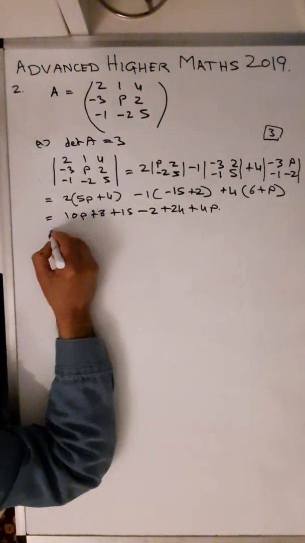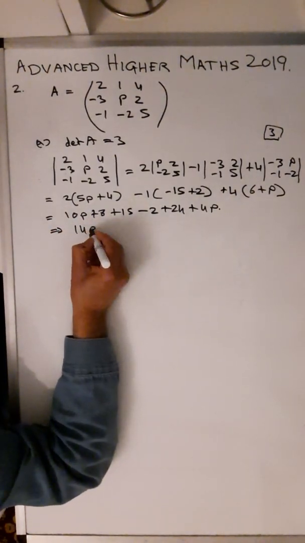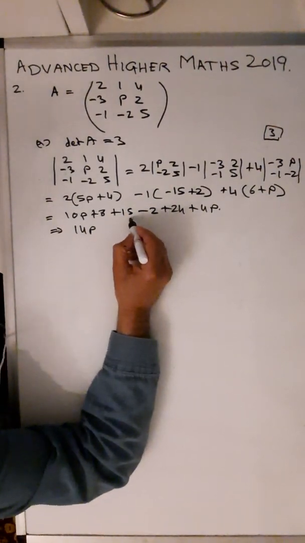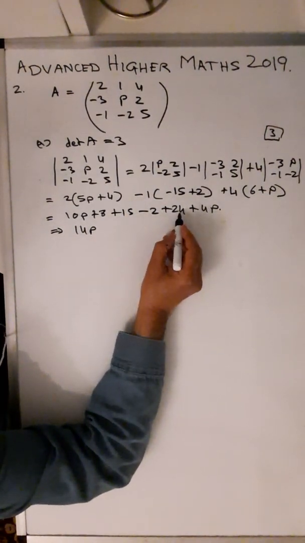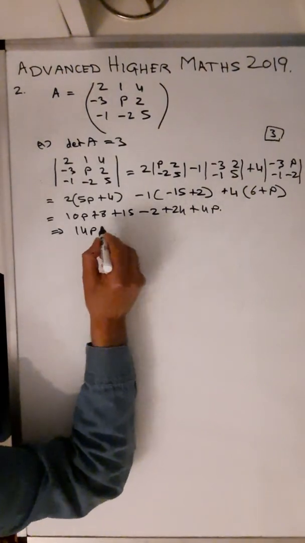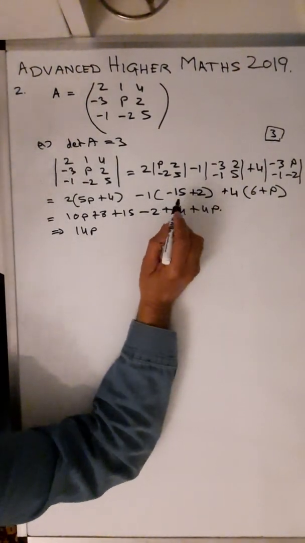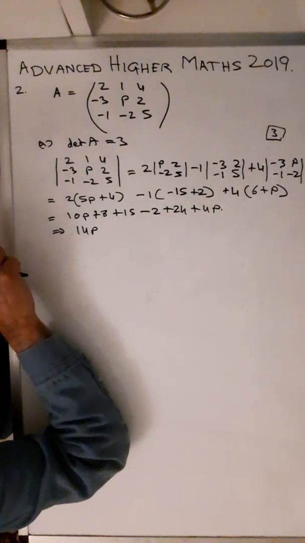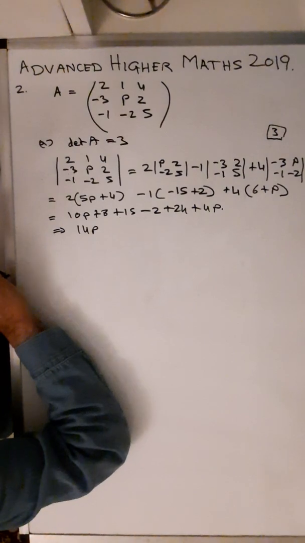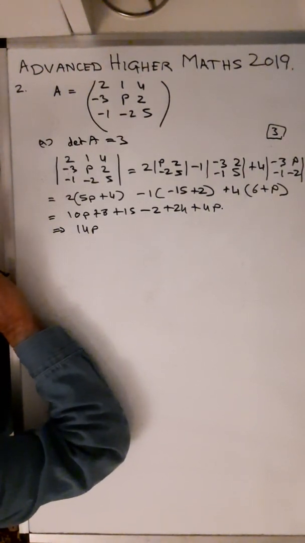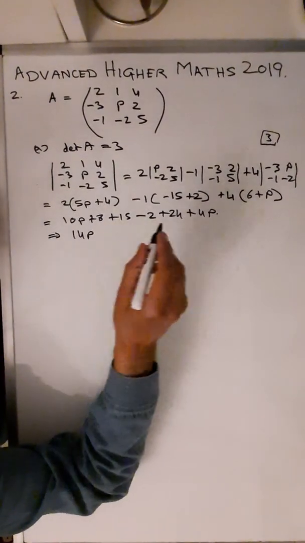So what you have altogether is 14P, and 8 plus 15 is 23, 23 minus 2 is 21, plus 24 gives you 45.